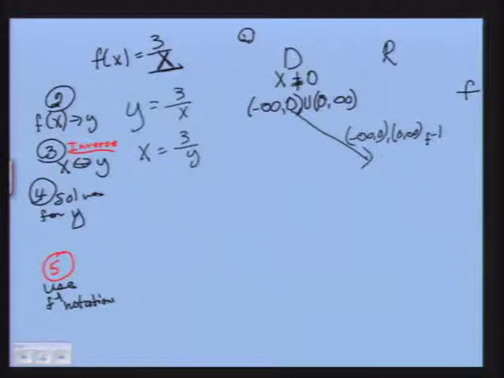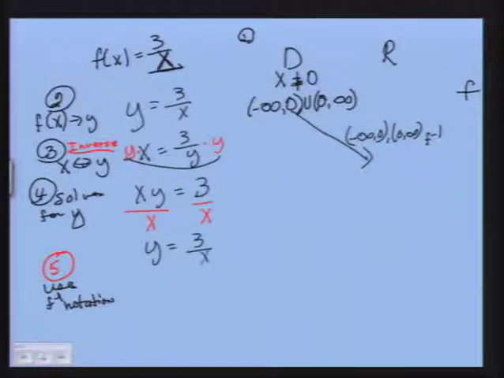So now we'll solve for y, back over to our problem. We'll solve this for y. Well, let's see, if I get rid of my fraction, and to get rid of fractions, remember I have to be able to do something to both sides of an equation or inequality. So now I have xy equals 3. Divide both sides by x to get a 1y. And my inverse is y equals 3 over x.